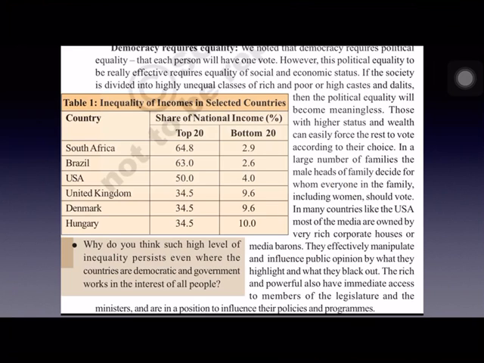Whereas poor people do not have such access to the legislatures or the parliament or ministers. So they cannot influence the policies and programs. So ultimately we can say that political equality without social and economic equality is meaningless. It is effective only when there is social and political equality.